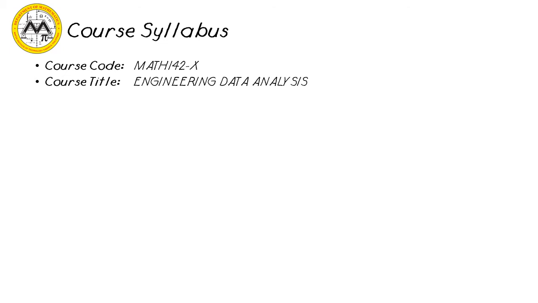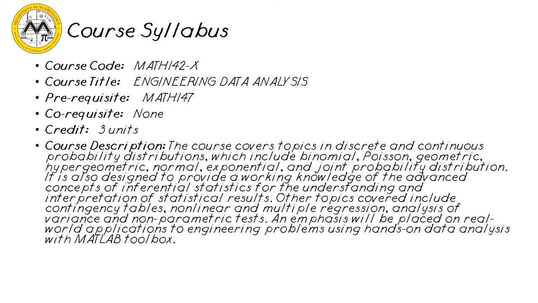So the first title is Engineering Data Analysis. You are required to have skills in differential and integral calculus, or Math 146 and Math 147. The credit units would be 3 units. The course covers topics in discrete and continuous probability distributions, which includes binomial, Poisson, geometric, hypergeometric, normal, exponential, and joint probability distribution.